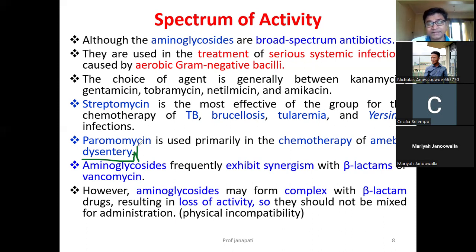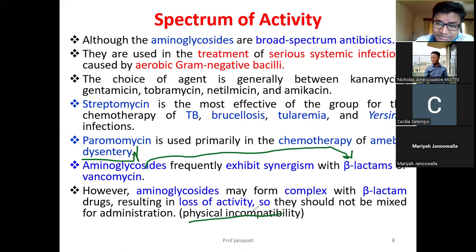Now, one more important thing is that aminoglycosides exhibit synergism with beta-lactam antibiotics and vancomycin. Synergism is present, but what happens with aminoglycosides and beta-lactam antibiotics? There is physical incompatibility. If you give them in combination, you have good activity, but over a period of time, aminoglycosides form a complex with the beta-lactam. So physical incompatibility is present.